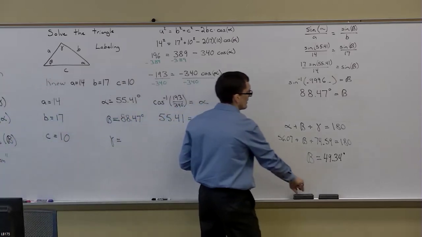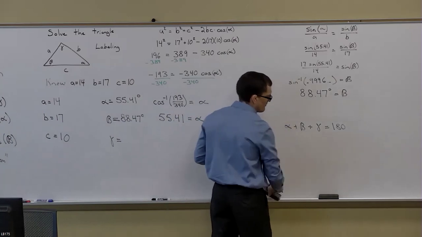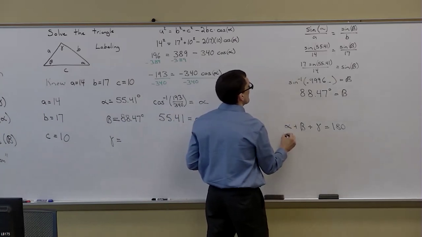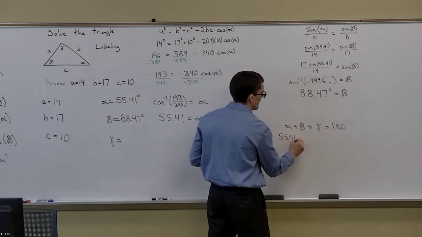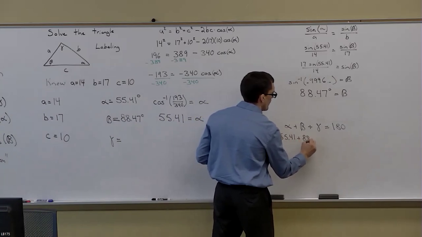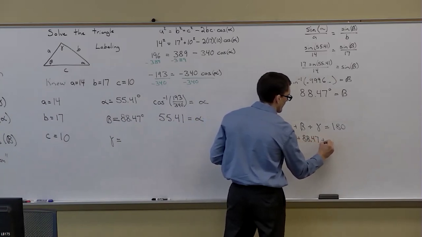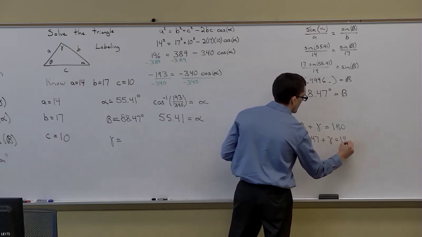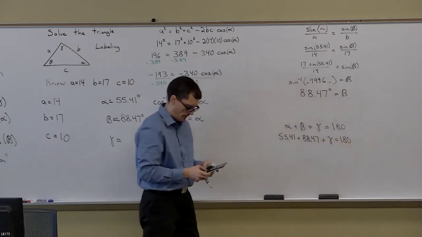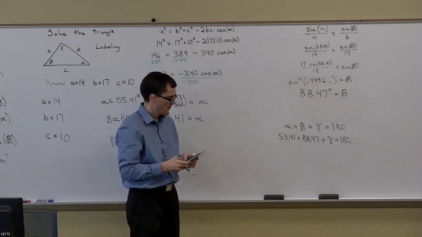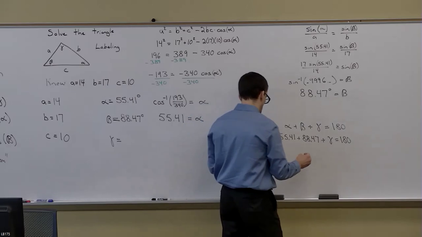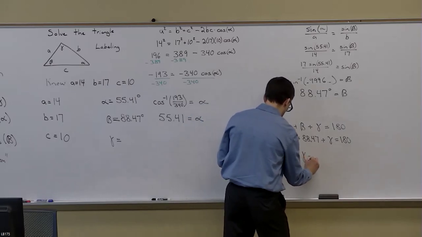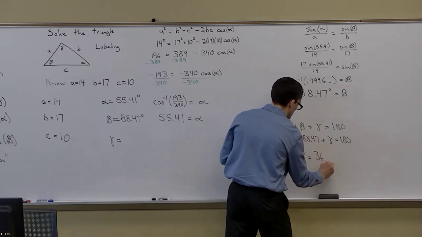If you know your alpha and your beta, the easiest way to find gamma is to note that those three numbers have to add up to 180. And so I get a gamma this time of 36.12.